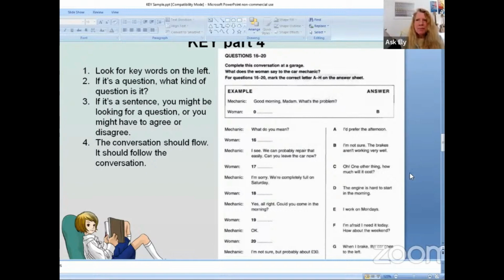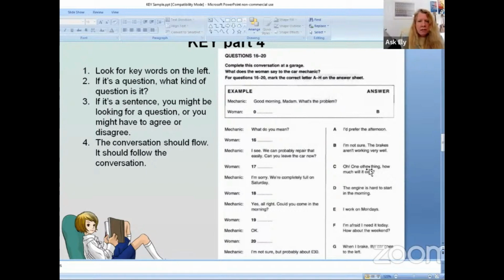Okay, so the next one is mechanic asks, "What do you mean?" Right? What do you mean? That means more information. So that question means I want more information. So anytime you hear the word what, I'm going to give some information. So let's look at the answers. Now, B is already taken. I prefer the afternoon. Is that explaining the problem about the brakes? No.